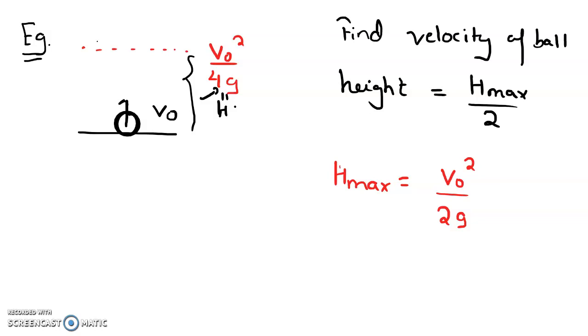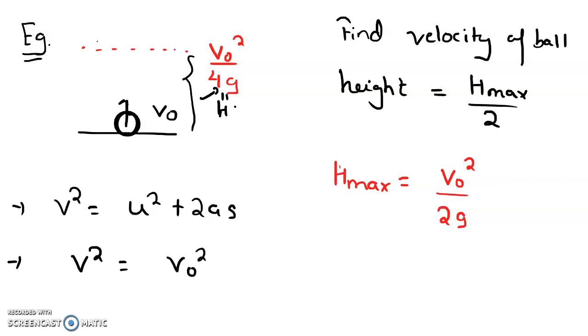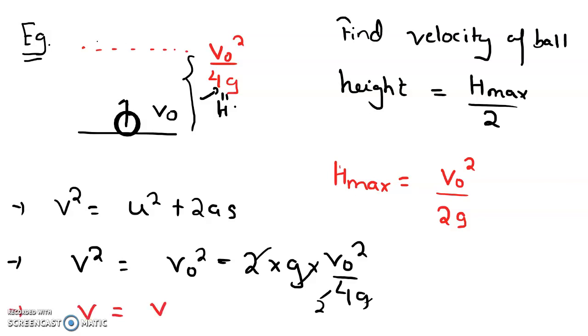So I need to find the velocity. Which equation, the third equation of motion, would I use? v square equals u square plus 2as. What is v square? I need to find v square. v0 square, and what is 2a? That is g, and s I know is v0 square by 4g. G cancels out, and this is v0 square minus half of v0 square, that means v would become v0 by root 2. See this? I think you can make it from the question itself.